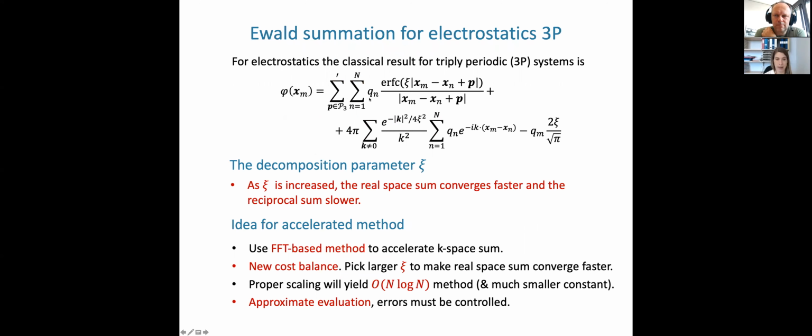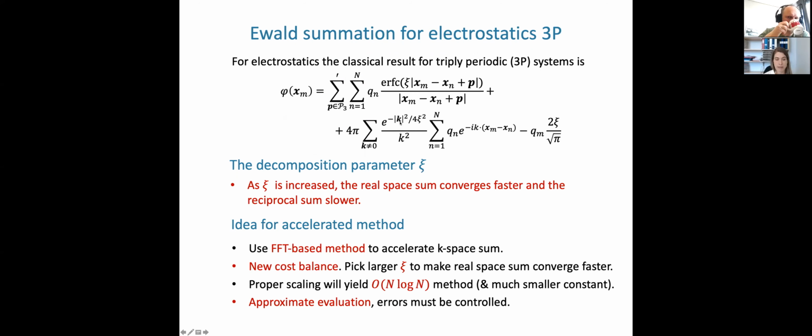And so the sum looks like this for electrostatics. This is the classical sum then. So suddenly we have this parameter psi that popped up. This is a decomposition parameter. If you increase psi, then this part, which has an exponential decay, is going to decrease even faster. Whereas this exponential decay in k-space that you see is going to be slower. So you can control this.